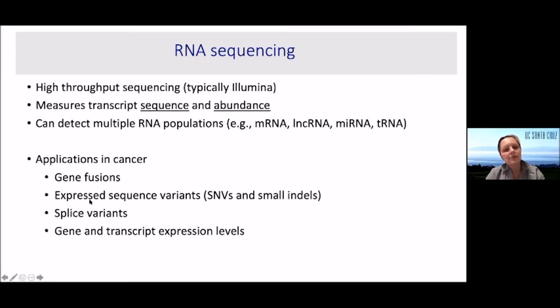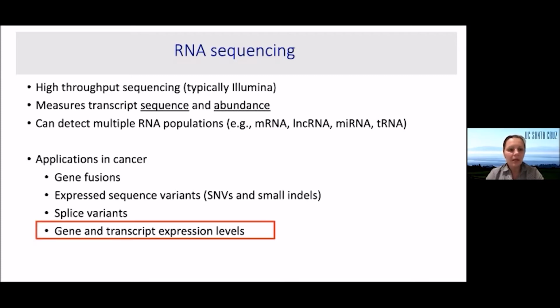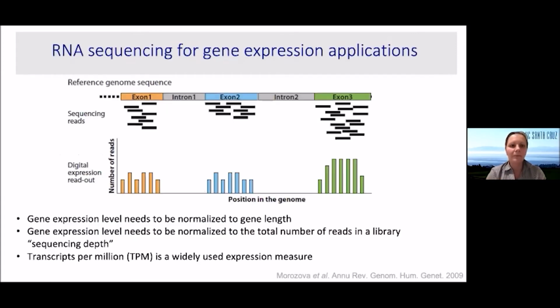RNA sequencing can also detect splice variants. And finally, it can be used to measure gene and transcript expression levels. This last application is what we have focused on. In the clinic, there are already assays for gene fusions and for mutations that others have addressed, but the application of RNA sequencing to look at gene and transcript abundance is not as widely addressed, especially in the clinical setting, and that's where our work has focused.